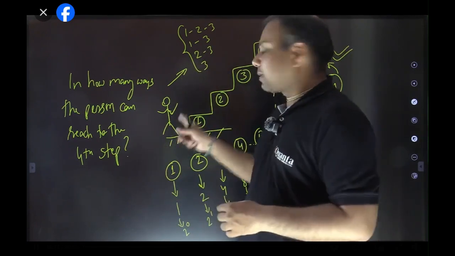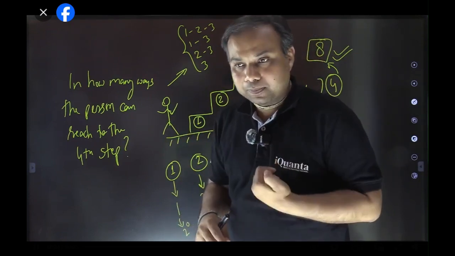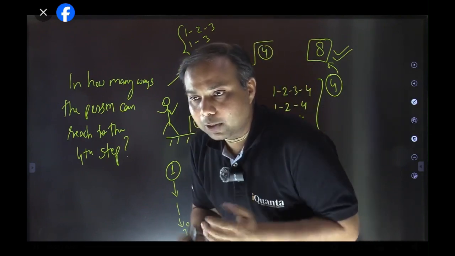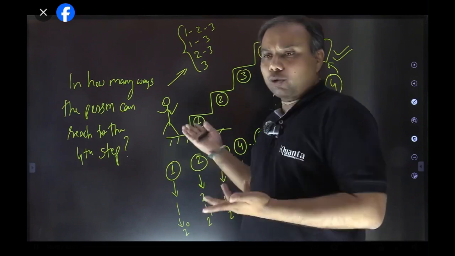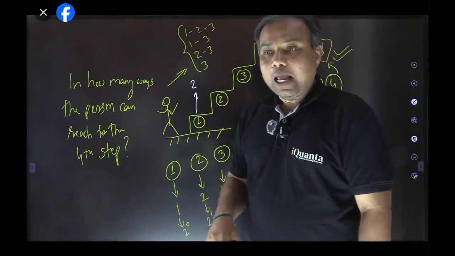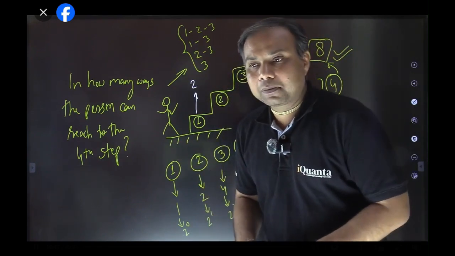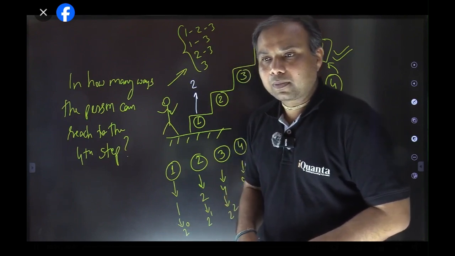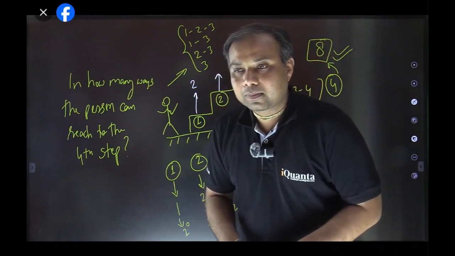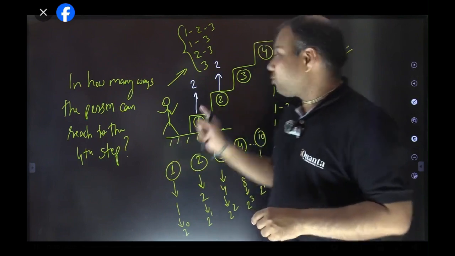Either a person will put a foot on it, or skip it. Only 2 ways are there. Yes or no? Fine. Is it okay? Yes, to use or not to use this step. There are 2 ways available with this first step. How many ways are available with the second step? Again 2, right?